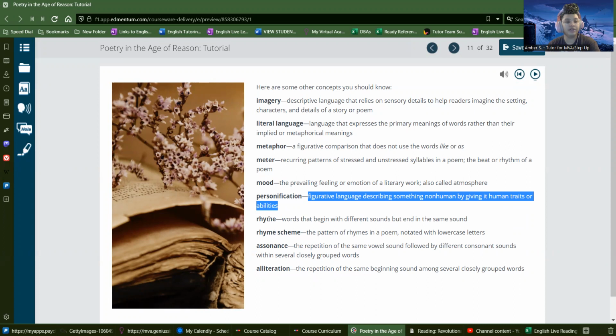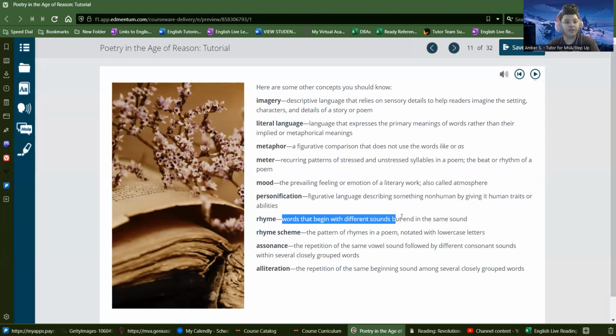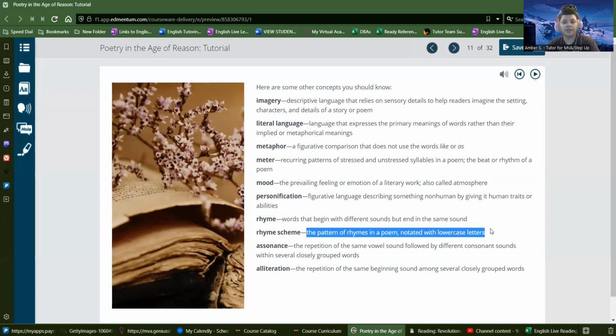Then we come down here to rhyme. Rhyme is words that begin with different sounds but end in the same sound. So basically, your lines in a poem rhyme if the ending words specifically rhyme with one another. And that means that the words at the end start with a different sound but end in the same sound. Now, a rhyme scheme, this is another sort of difficult one for students. It is the pattern of rhymes in a poem notated with lowercase letters.